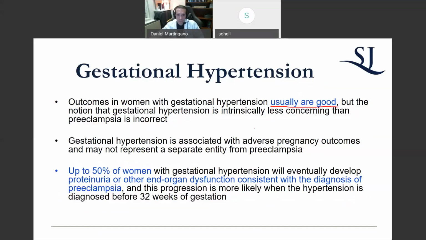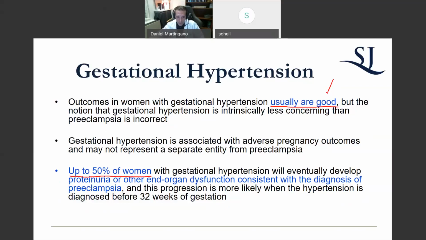It's important to highlight again that gestational hypertension is not a discrete entity. It's just the beginning of the development of more severe hypertensive disorders. So if you catch it in the beginning and the treatment being induction of labor, the outcomes are good. But what's important to remember about gestational hypertension as well is that up to 50% of women will develop proteinuria and end organ dysfunction consistent with preeclampsia if you let them.